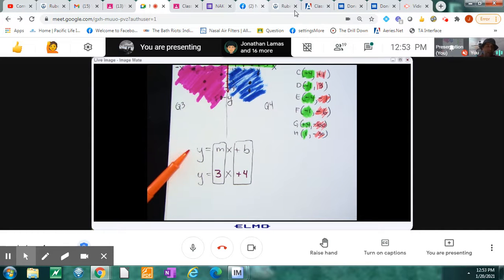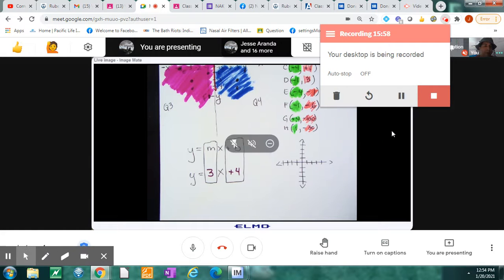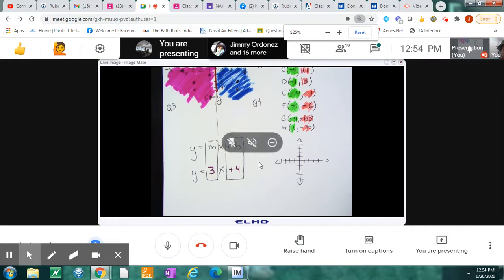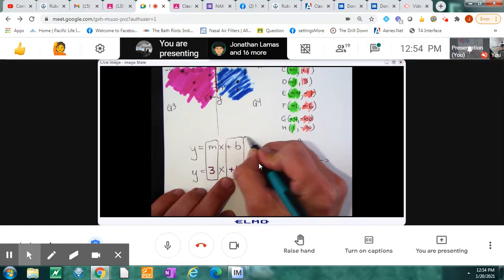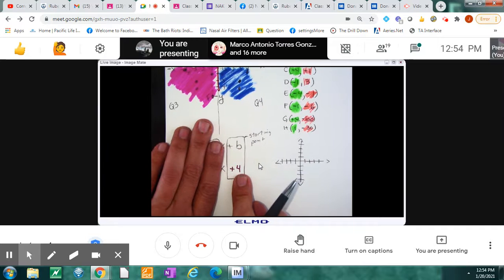So before we do this, let's go ahead and draw a graph, okay? So does anybody remember what the B represents? Do you guys remember that? So the B, and I'll tell you guys, the B represents the starting point. This is the starting point. So when you're going to graph, okay, this is where you're going to start.